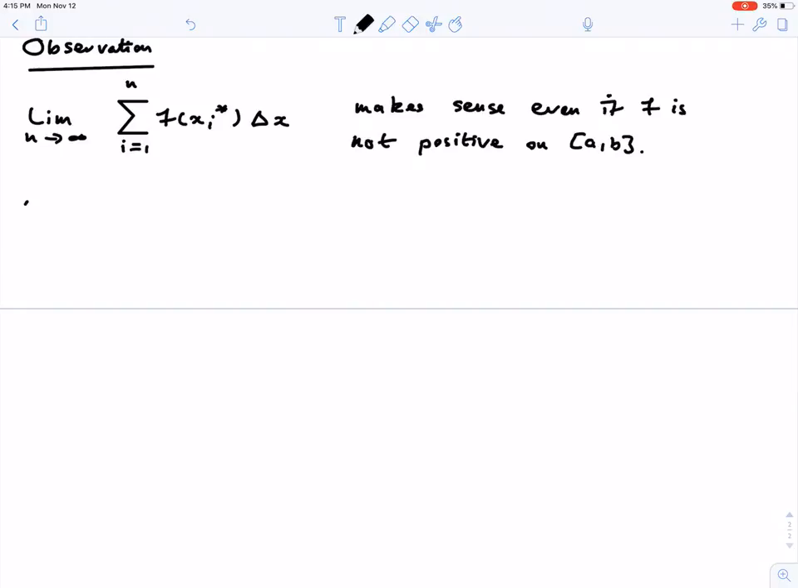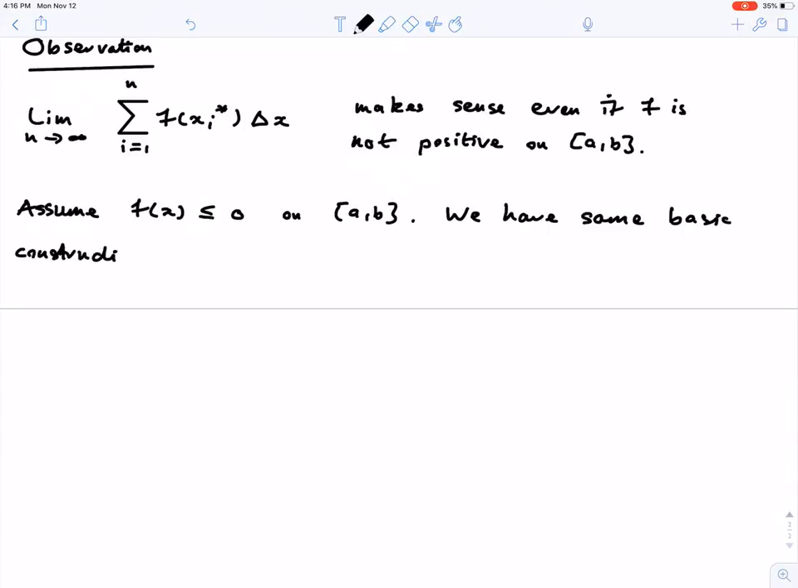So let's assume for a moment that f of x is less than or equal to 0 on the interval AB. Well, what would this sum correspond to? So we have the same basic construction, but we've got to be a bit careful. So let's go through it quite carefully. I'll do it for n equal to 4 as usual.